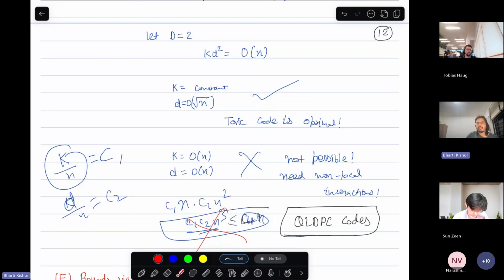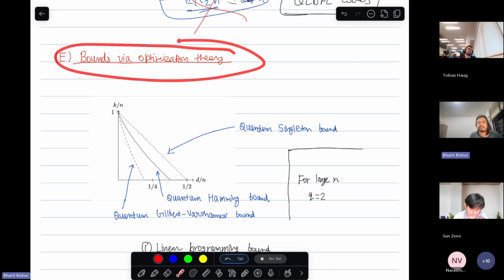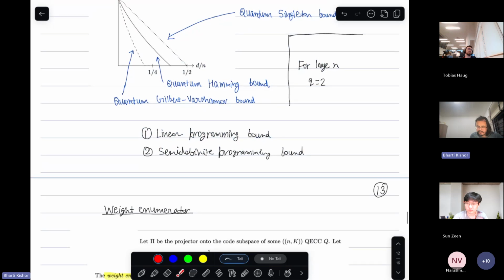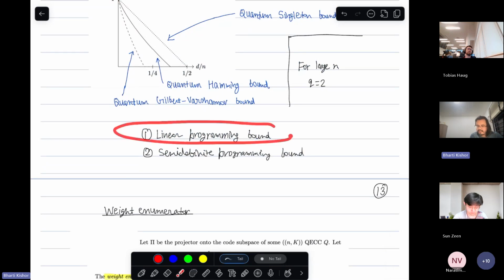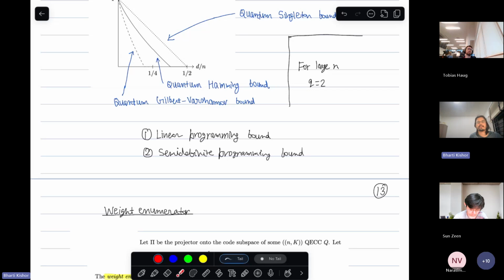Okay, so I still have like 15 minutes. I thought if I have time, I will cover it. So it seems I have some time, so I will cover it. But still, these bounds are not tight. So you can use tools from optimization theory to give even tighter bounds. There are some methods based on, let's say, linear programming or semi-definite programming, which can give you tighter bounds.